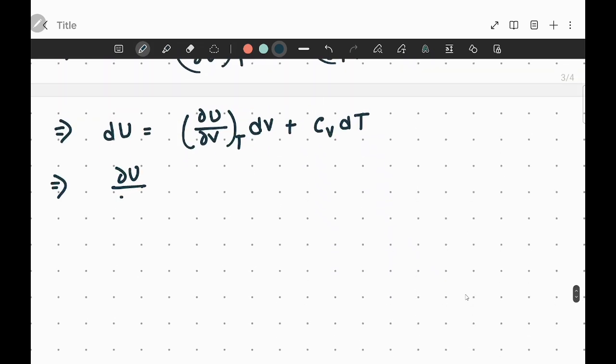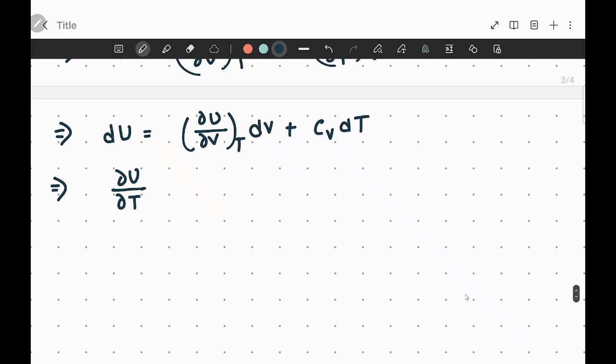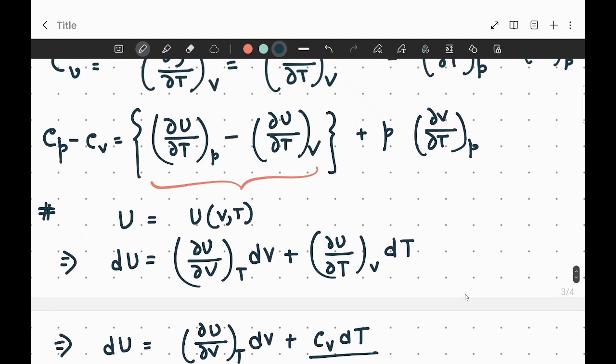Now take the derivative with respect to temperature, but at constant pressure. So we are taking dU at constant pressure. What will be from here? It is just CV plus del U del V at constant T into del V del T at constant P. Okay, so this is clear. Now we just have to put it here.